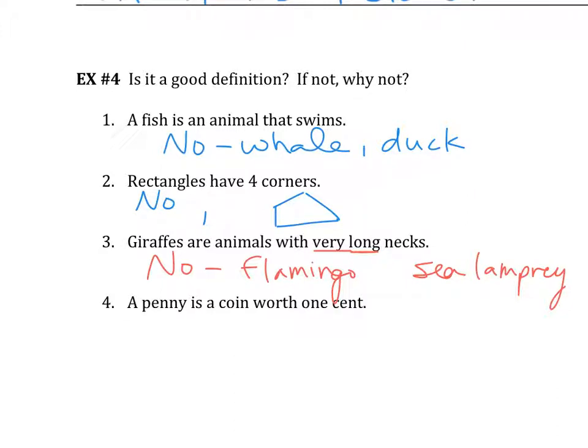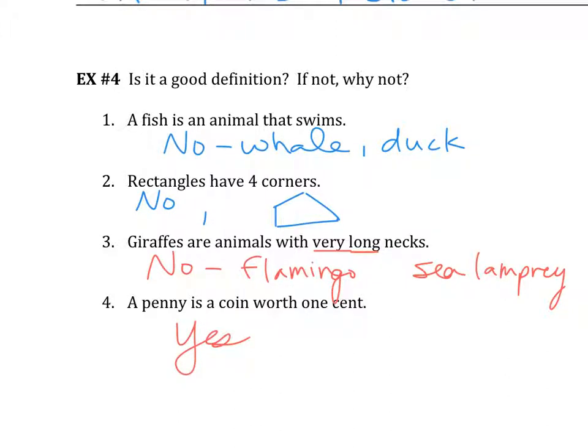Okay, number 4. A penny is a coin worth 1 cent. Good definition? That's a good definition. It's precise. You could reverse it. A coin worth 1 cent. If a coin is worth 1 cent, then it's a penny. If a coin is a penny, then it's worth 1 cent, right? So this would be yes, that's a good definition.